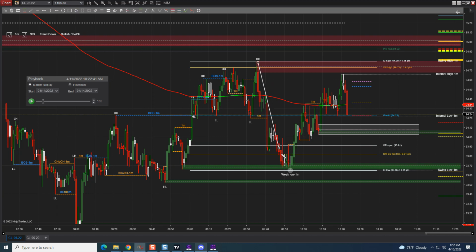We've left a supply zone down here. We've left a demand zone down here. Now we're working our way all the way back up to that supply zone here. Now this is the last reaction that you get, but again, it's a 42 tick move.